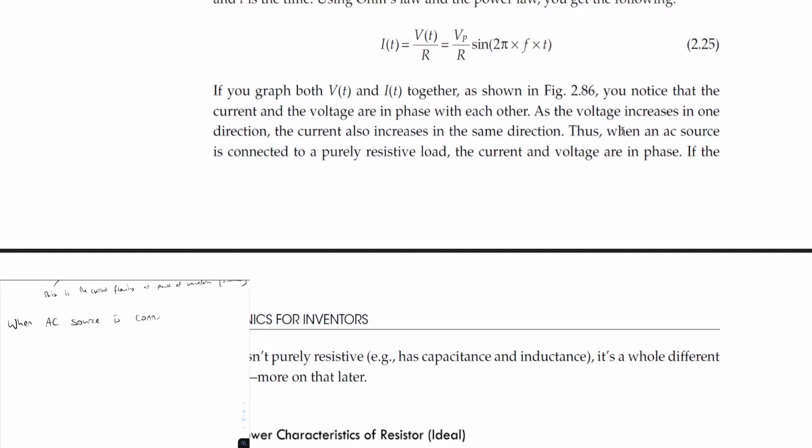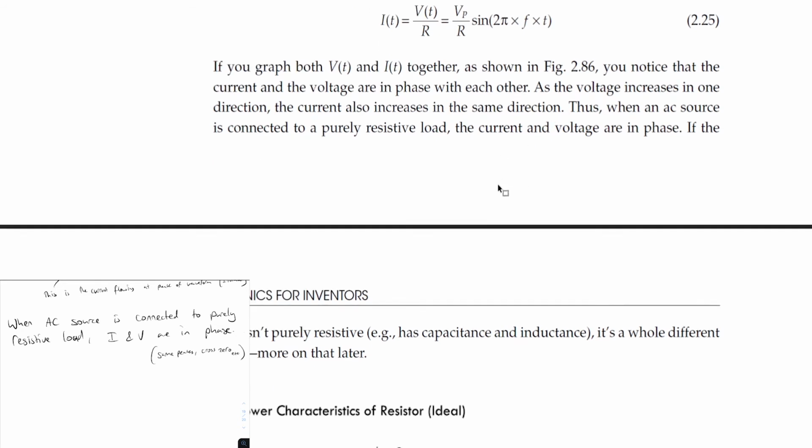So, when an AC source is connected to a purely resistive load, I and V are in phase. This means, to remind myself, they have the same peaks, cross zeros, etc.